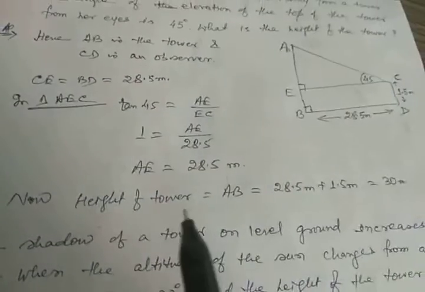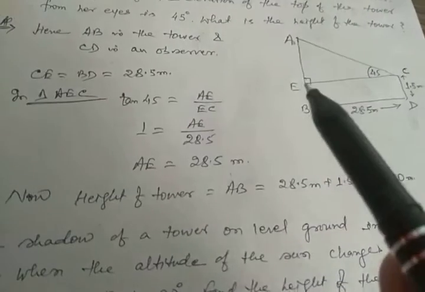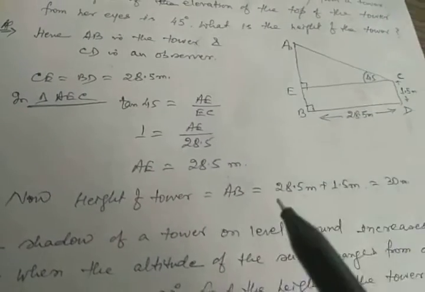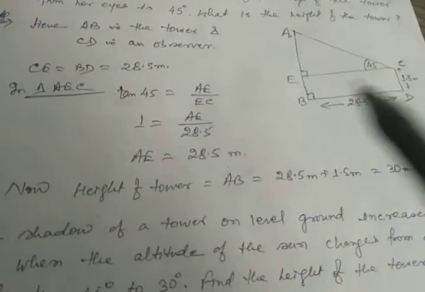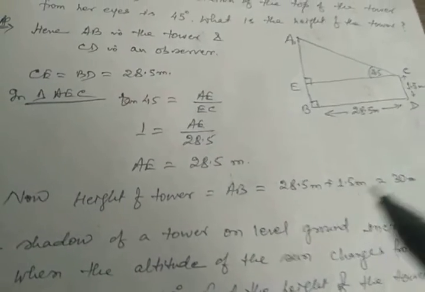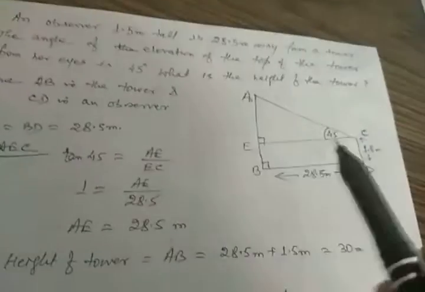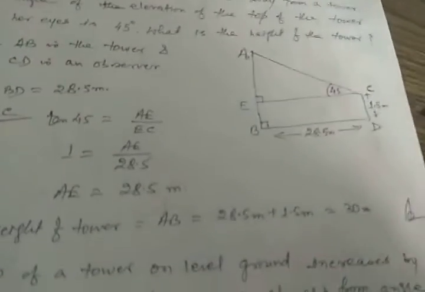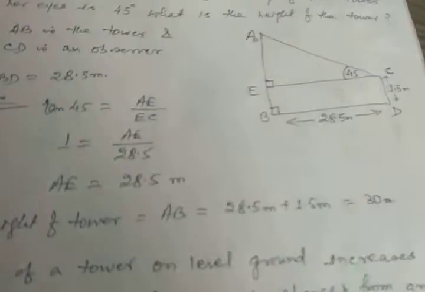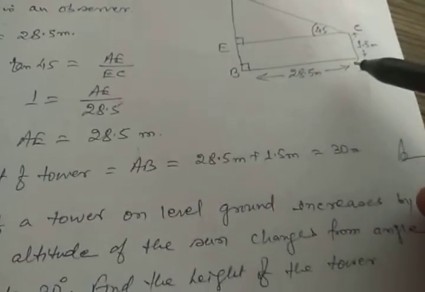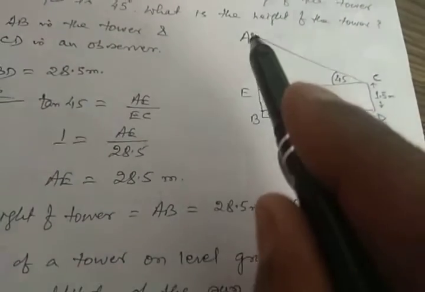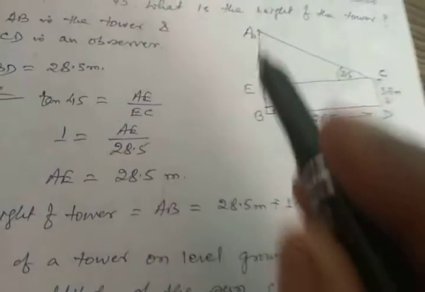Now, what is the height of the tower? Height of the tower should be AE plus EB. So 28.5, and EB is equal to CD, which is 1.5, total 30 meter. Clear? So in this question, generally we take the observer as a point. But here the height of the observer is also mentioned, so I have to take this height. And this height should be added for calculating the height of the tower.